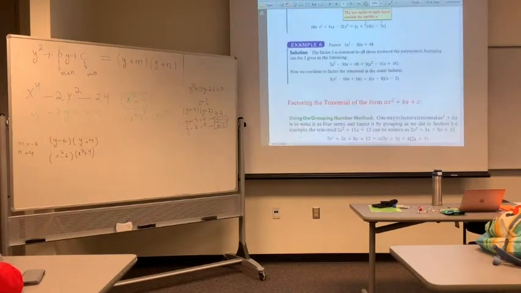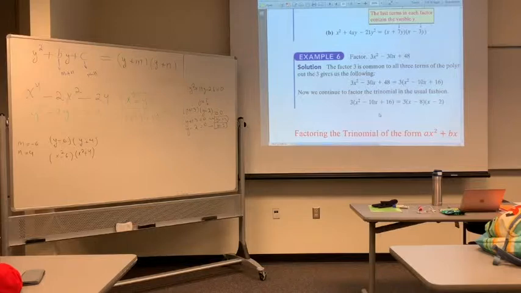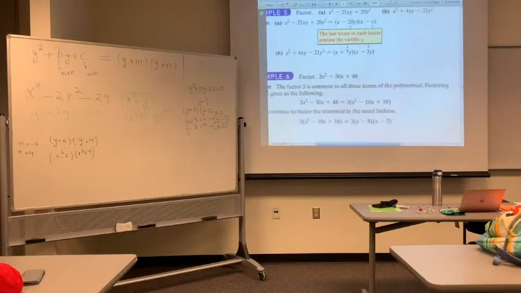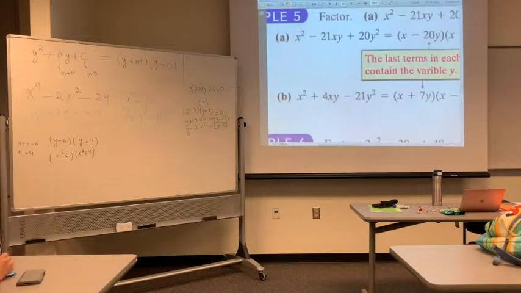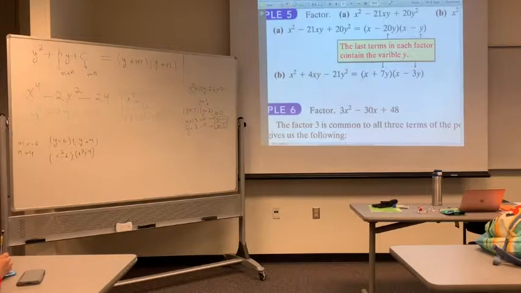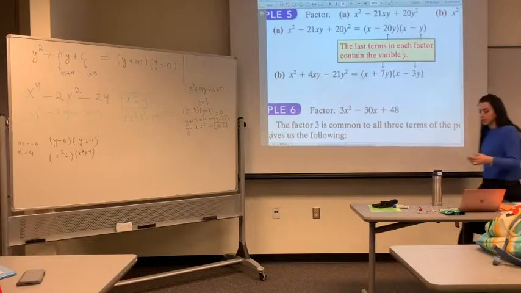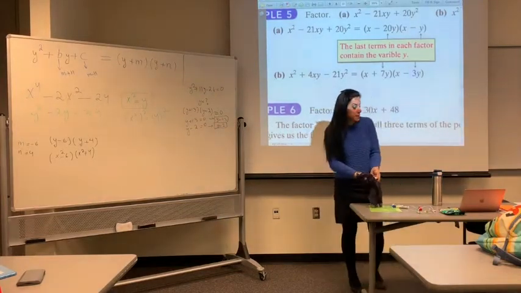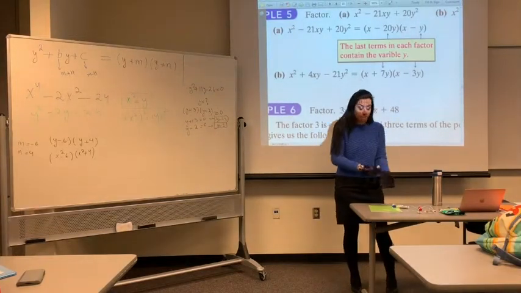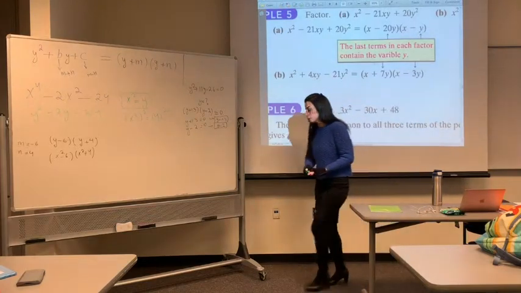Okay, so this is good. So let's do 3x squared minus 30x plus 48. So this also teaches us the basic step in factoring polynomials.